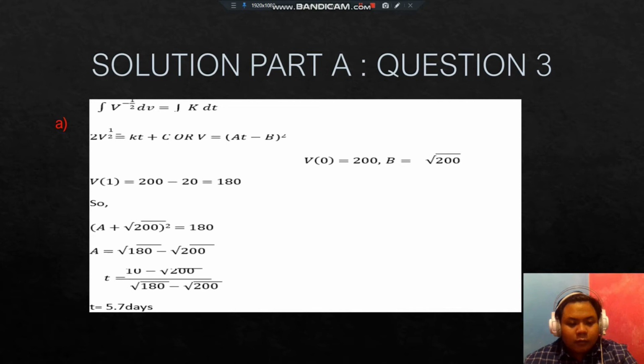So a equals square root 180 minus square root 200, and then t equals 10 minus square root 200, divided by square root 180 minus square root 200. So t will be 5.7 days. So the tank will be half empty in 5.7 days.